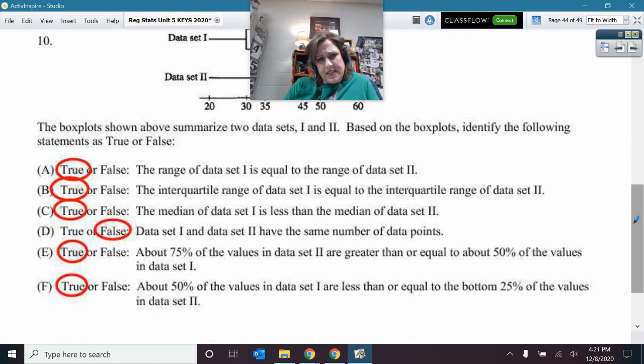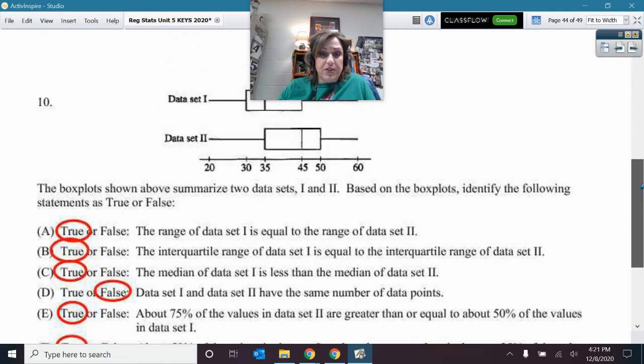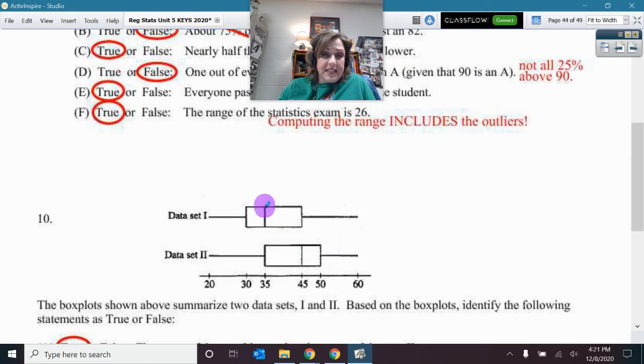And then here's your number 10, comparing those pieces of data. I actually think this was the same as number 1, except I think I added question F. About 50% of all the values in data set 1 are less than or equal to the bottom 25% in data set 2. So let's see, 50% of 1. Yep. See this? 50% of 1, all of that down there. And then the 25th percentile in data set 2.